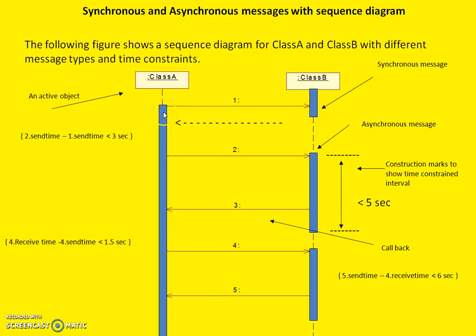The asynchronous and synchronous messages in the sequence diagram, where we can add the timing constraints. The timing constraints are added as shown with the methods and the timing constraint. So here there are two objects, class A and class B, where the timing constraints are also added to show the time constraints, and these time constraints are written just by the side of the sequence diagram.